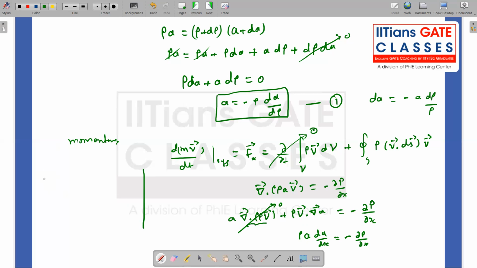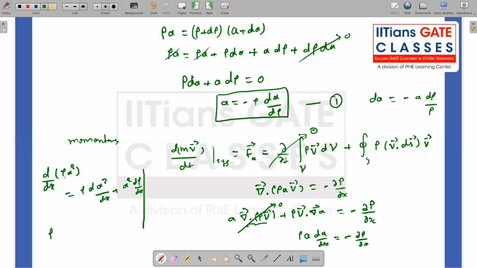So what is that one? I can write d by dx of rho a square, which is equal to rho into d a square by dx plus a square times d rho by dx. Same thing, right?